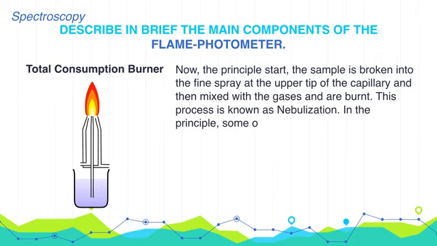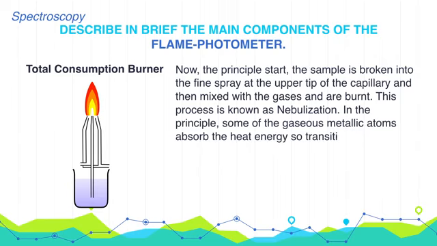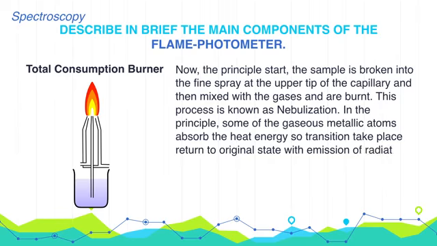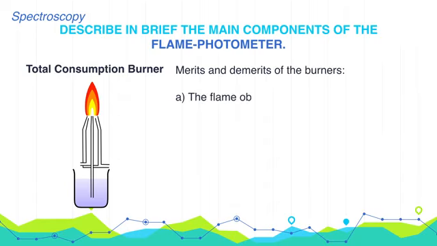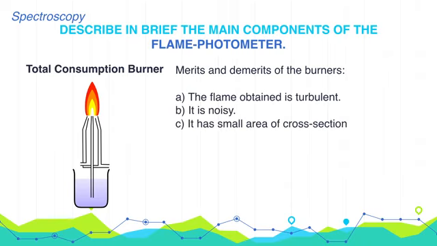In the principle, some of the gaseous metallic atoms absorb the heat energy. So transition takes place from the ground state to the excited states. When the excited atoms return back to the ground state, they emit the radiations. So let's talk about the merits and demerits of this burner. First, the flame obtained is turbulent. Second, it is noisy. Third, it has small area of cross section. And the last, it is used for most types of flames.